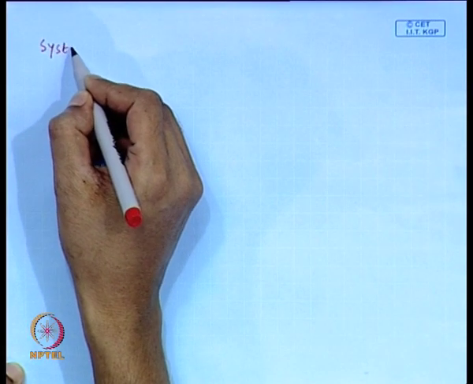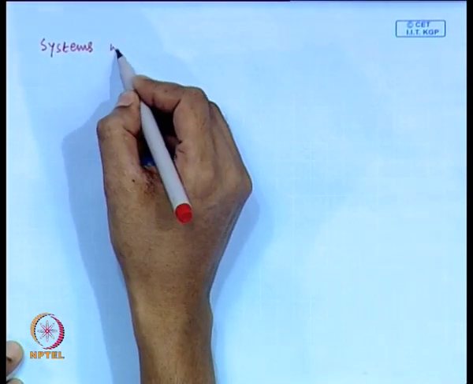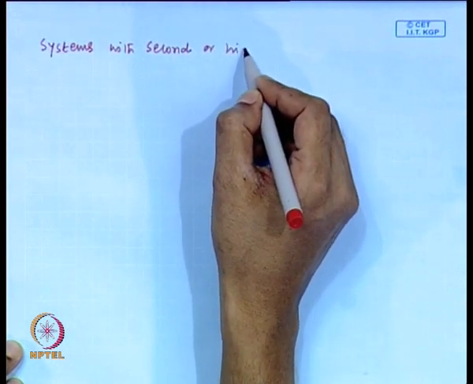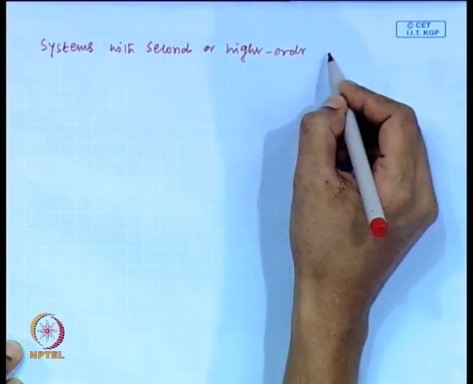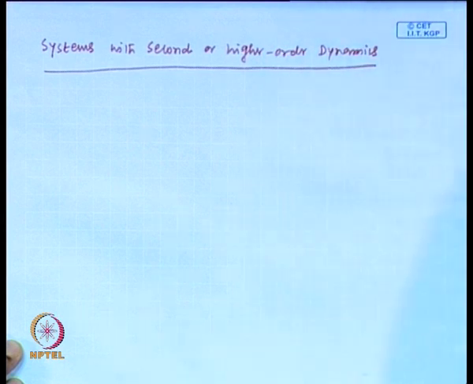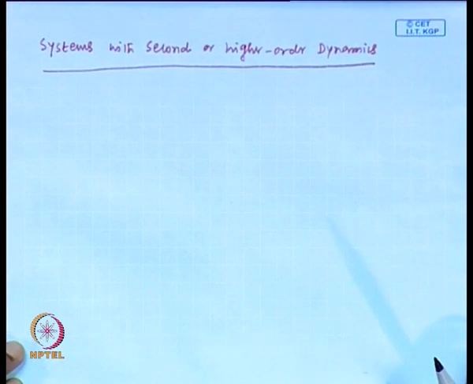Now, earlier we have considered first order systems. Presently, we are discussing second order systems. Now, what processes are called second order systems? So, we will now discuss the systems with second or higher order dynamics. How we can obtain the second or higher order dynamics, that we will discuss now.